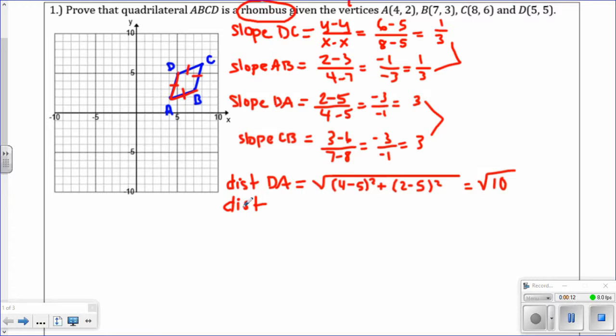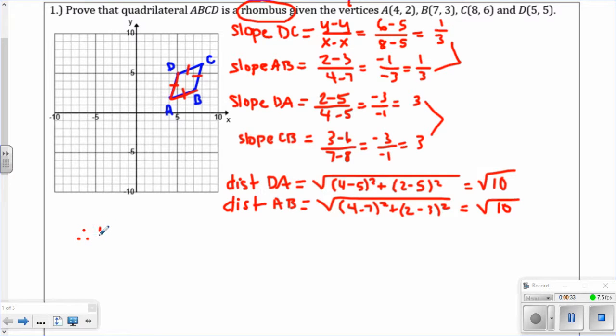Now we're going to do a side next to it, and we should get the same thing. So I'm choosing to do side AB. So again, we're just going to plug it into the distance formula. X minus x squared would be 4 minus 7 squared plus y minus y squared, and again, you will end up getting the same thing, radical 10. So we can see that it's a rhombus.